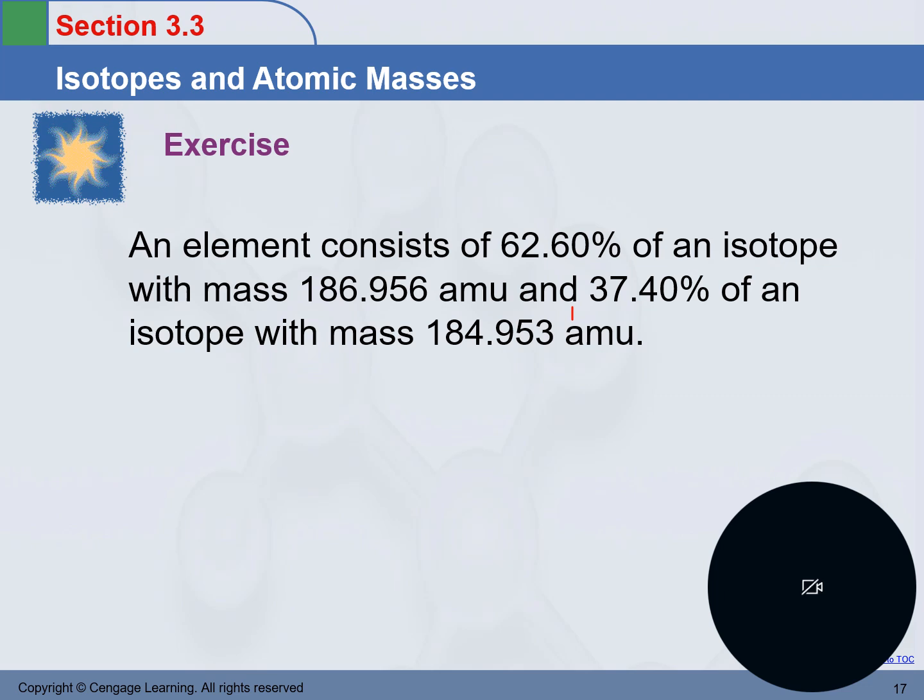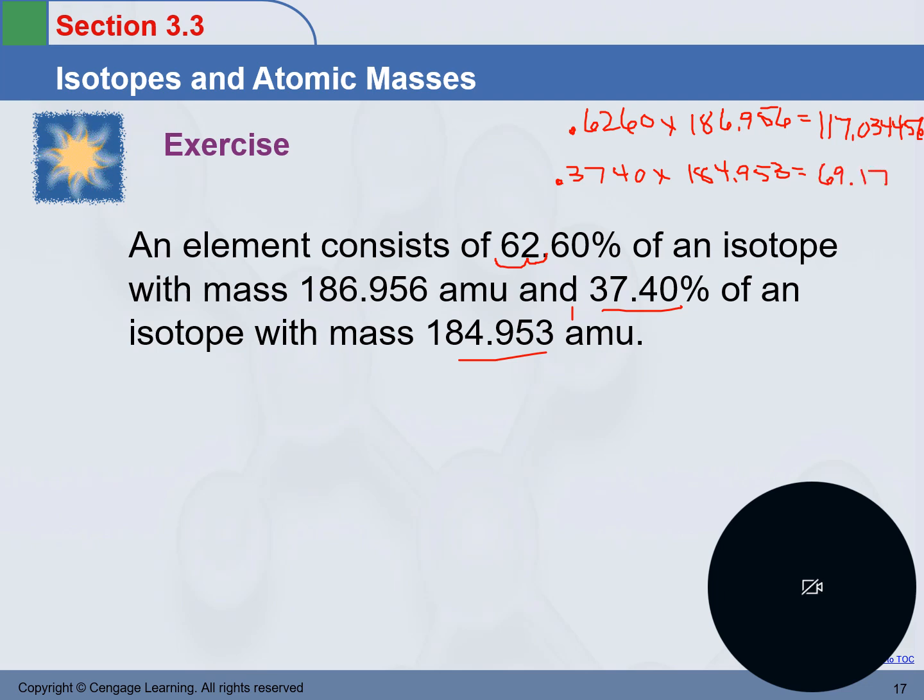Here's another learning exercise. Again, take this percent, we'll move our decimal over 2 times, and you end up with 0.6260 times our mass of 186.956. That's going to be equal to 117.034456. Going to do the same exact thing with our other one and our mass. So this is going to be 0.3740 times our mass of 184.953. And that's going to get you 69.172422. I ran out of room there.